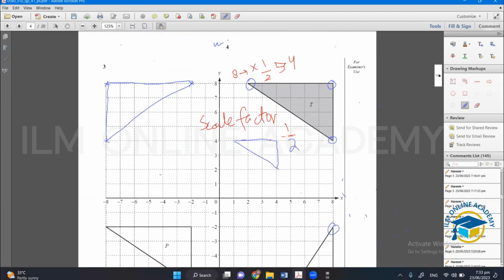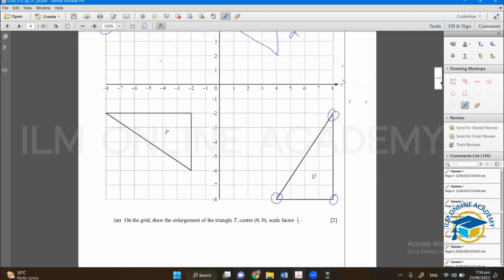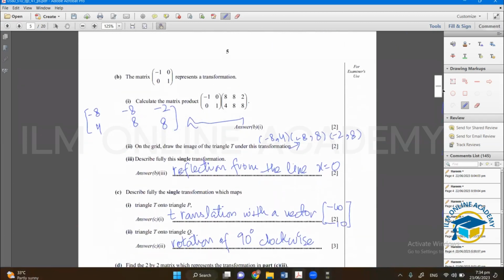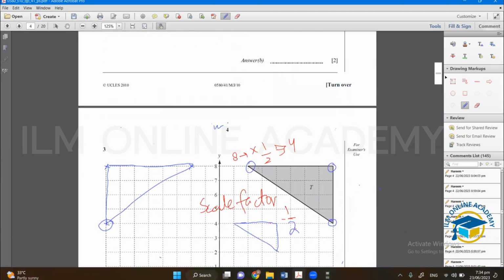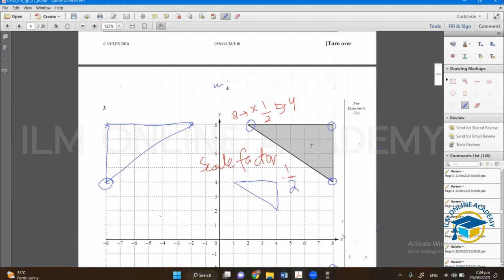So I have drawn this -8. It's -8 4. It's -8 4. Then it's 8 2, and it is -8 8. So here it is -2 8, -8 8, and that's it. Okay.